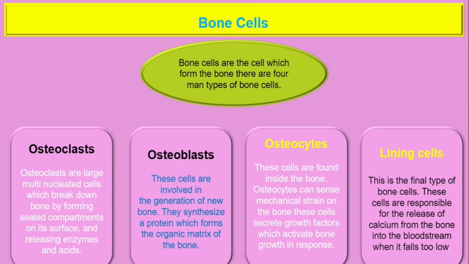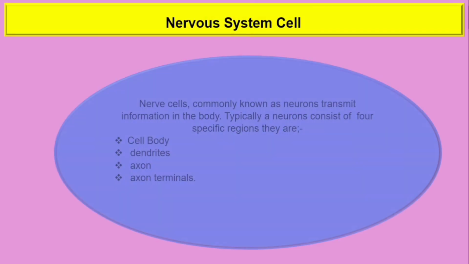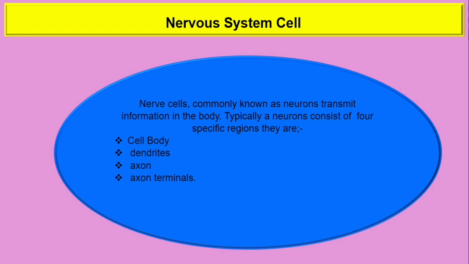Cells of the nervous system. Nerve cells, commonly known as neurons, transmit information in the body. Typically, a nerve cell consists of 4 regions. Number 1, cell body. Number 2, dendrites. Number 3, axon. And number 4, axon terminal.